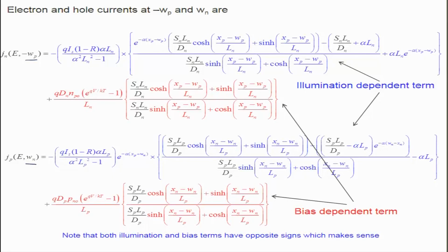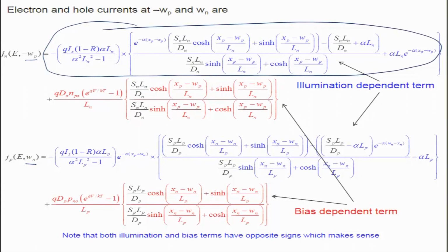This first term, which is the illumination dependent term, has terms like q, the electronic charge, reflection coefficient, absorption coefficient, and minority carrier diffusion length. All these are constants. The only term which is varying is Is, the intensity of radiation. Everything else, x is the distance in the device, Wp is also a distance in the device for holes, and Sn is the surface recombination velocity. So you can see that the only variable here is illumination. So this big term is the illumination dependent term.